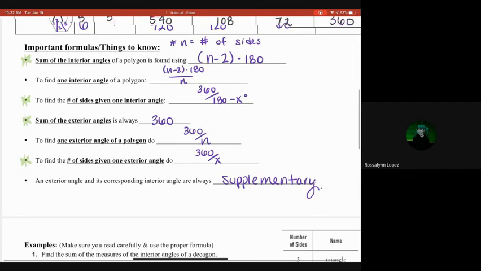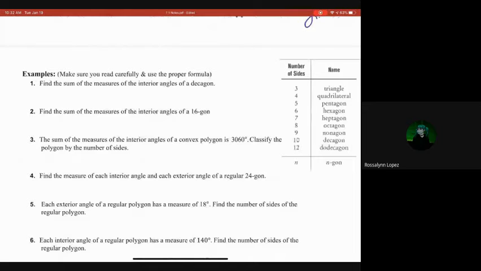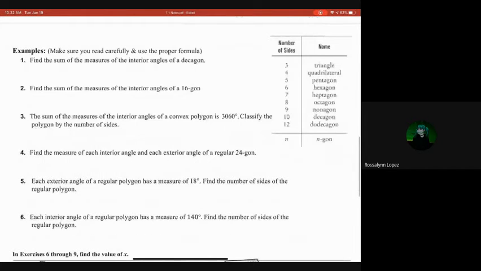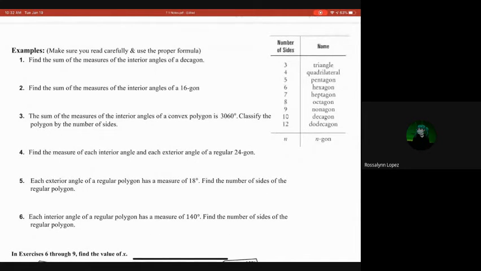All right. So we are on the back. You might need to flip back and forth a little bit to look at your formulas, because this is now going to be applying these. I tried to make sure I included everything you will see on your homework. Your homework will be on the next page. All right, so examples, make sure you read carefully and use the proper formula.